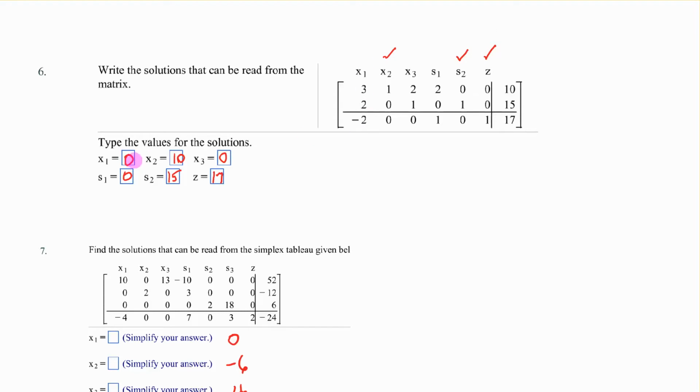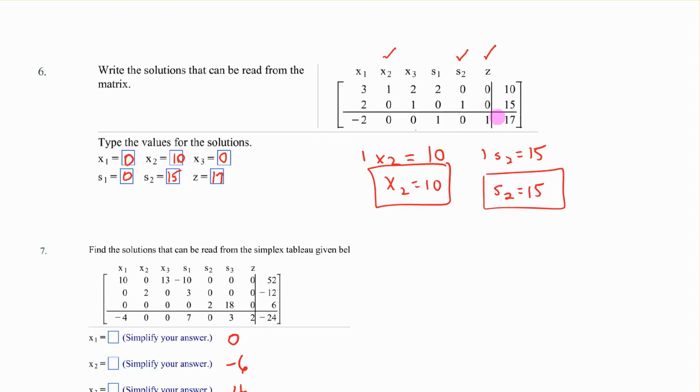x1 is going to be 0. x3 is going to be 0. s1 is 0. On x2, we have 1x2 equals 10, so x2 is 10. On this, we have 1s2 equals 15, so s2 is 15. And then we have 1z equals 17. No dividing needed here. That was how we filled in all of these.